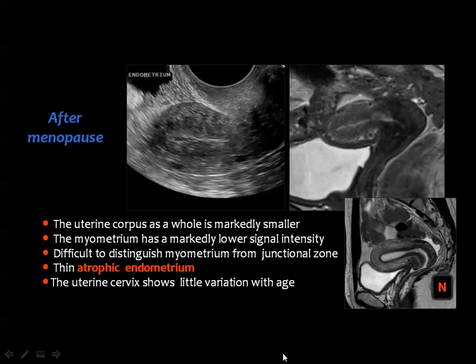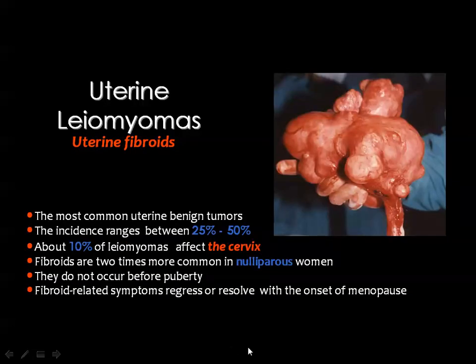And by the age of menopause, you see that there is some loss of the uterine volume and loss of definition between the zonal anatomy. You see atrophic endometrium and more hypointensity of the myometrium, and the junctional zone is not that well delineated.